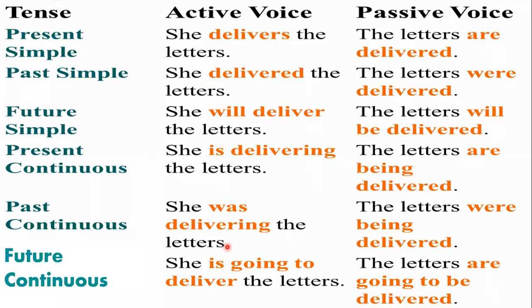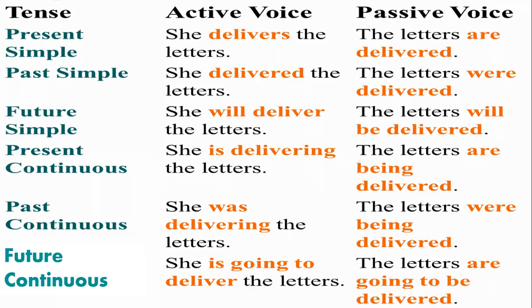She was delivering the letters. The letters were being delivered by her. Okay, so the letters were being, now again we have the auxiliary being with the were. Were being. She is going to deliver the letters. Now this is the future continuous tense. The letters are going to be delivered by her.